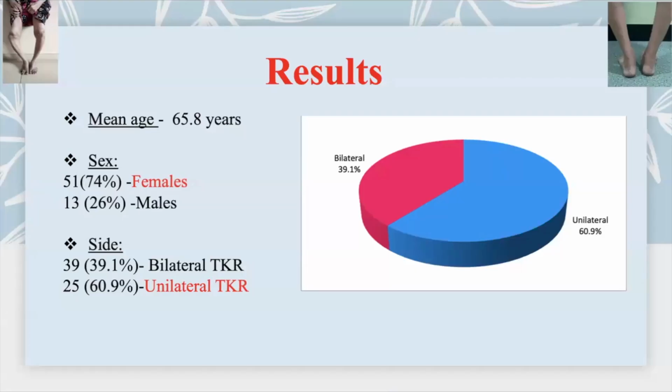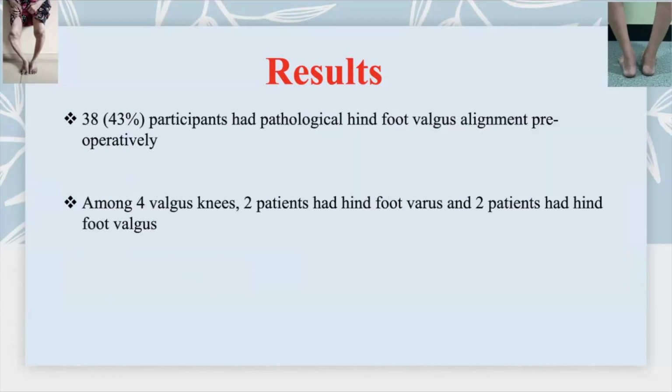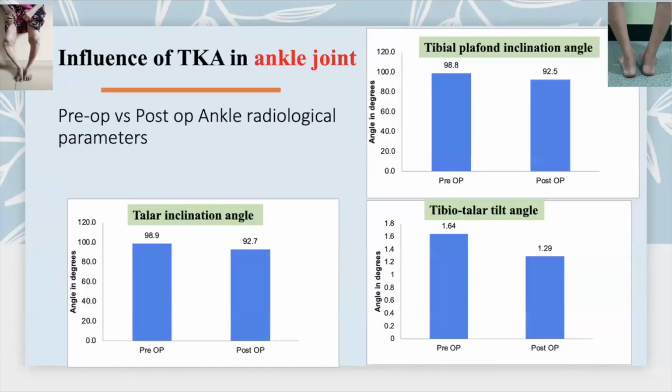Our result analysis showed the mean age is around 65 years, predominantly females, and the majority of the patients had a unilateral total knee replacement. Our results showed around 43% of the participants had a pathological hindfoot valgus alignment preoperatively, that is, the hindfoot alignment angle was more than 6 degrees. Among the valgus knees, two patients had a hindfoot varus, which is an angle less than 2 degrees, and two patients had a hindfoot valgus.